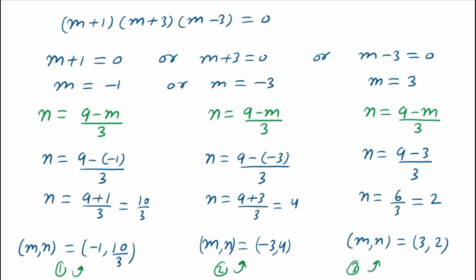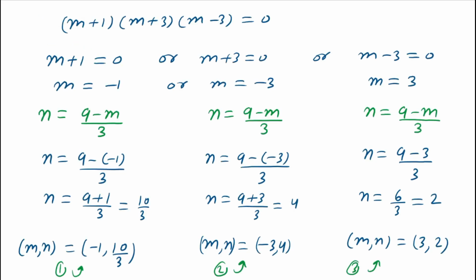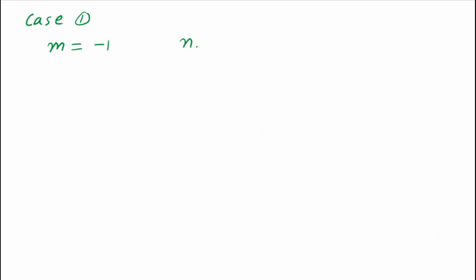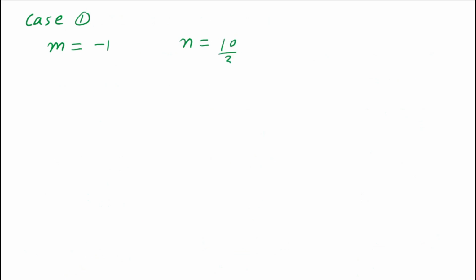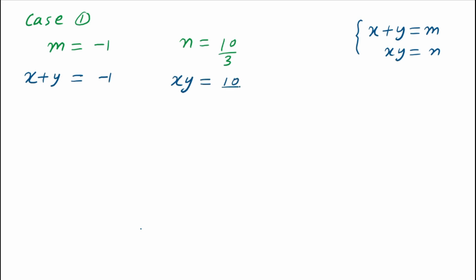So first we will solve case first. Case first: the value of m is equals to minus 1, and the value of n is equals to 10 over 3. And we know that x plus y is equals to m, and x times y is equals to n. So x plus y is equals to minus 1, and x times y is equals to 10 over 3.